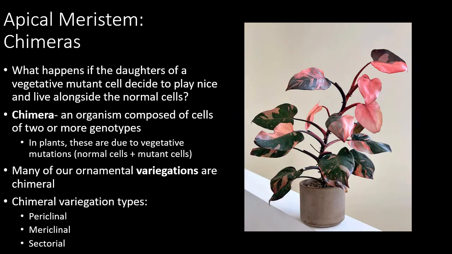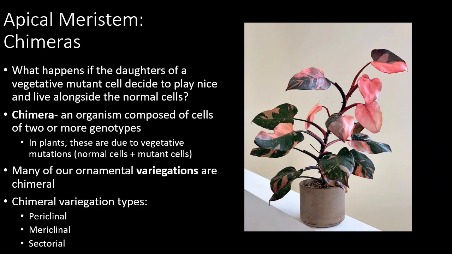Sometimes we end up with a vegetative mutation, but the vegetative mutation decides to play nice with the existing normal tissue. And so we end up with both the mutant tissue and the normal tissue living alongside each other. And we call this a chimera. So a chimera is just an organism composed of cells of two or more genotypes, or basically two or more genetically different populations of cells.